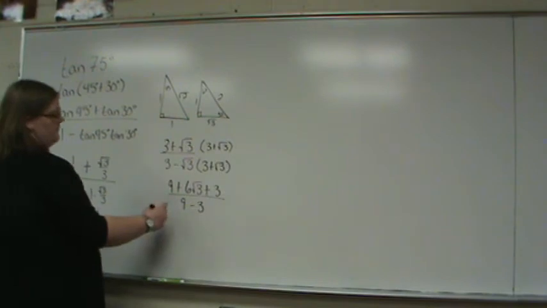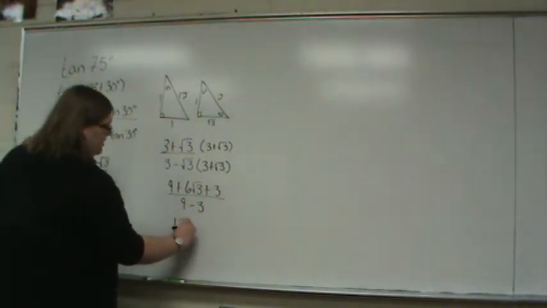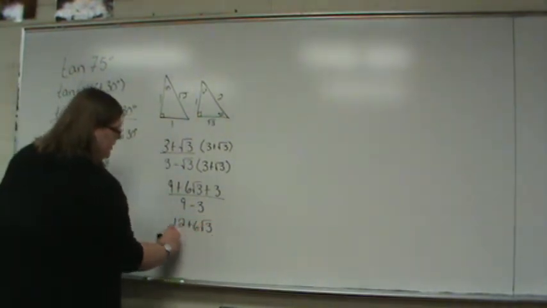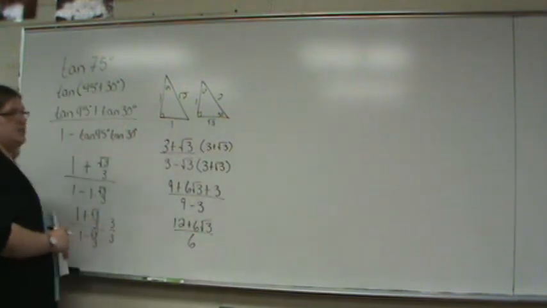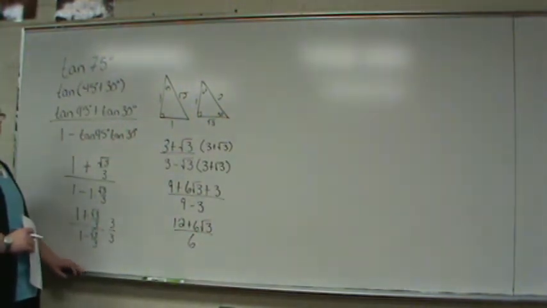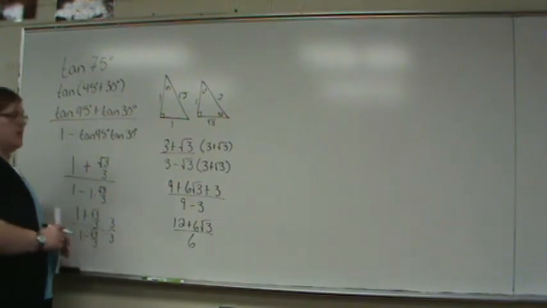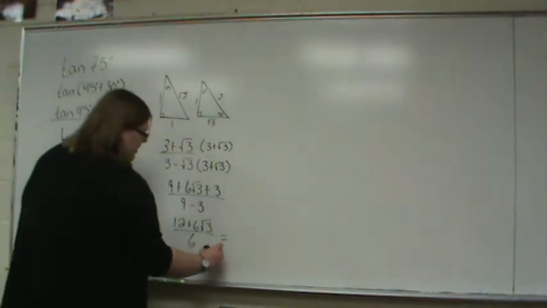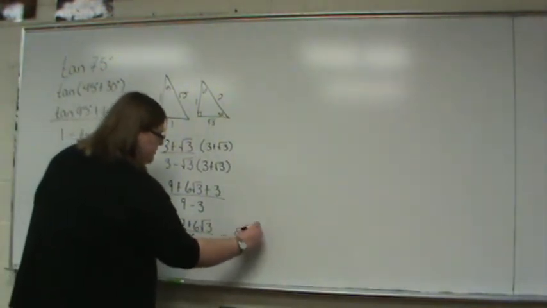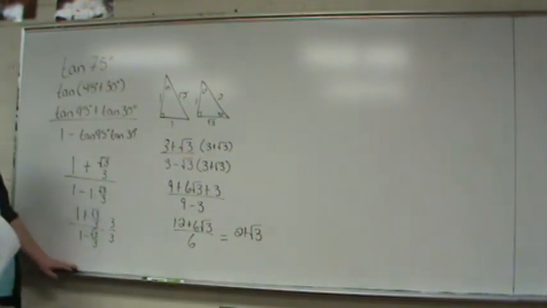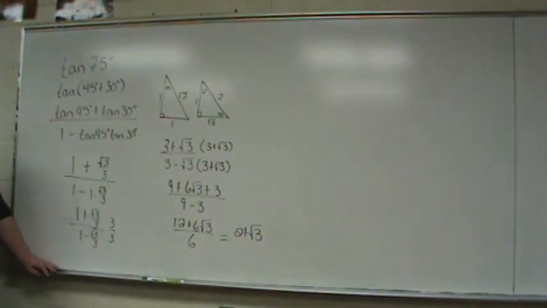So then when we simplify this, we're going to get 12 plus 6 root 3 all over 6. And then is that our answer? No. Why not? Because we can still factor out that 6, right? So this is going to equal 2 plus root 3. And 2 plus root 3 is going to be your final answer once you factor out that 6. So make sure you are simplifying these as much as possible.